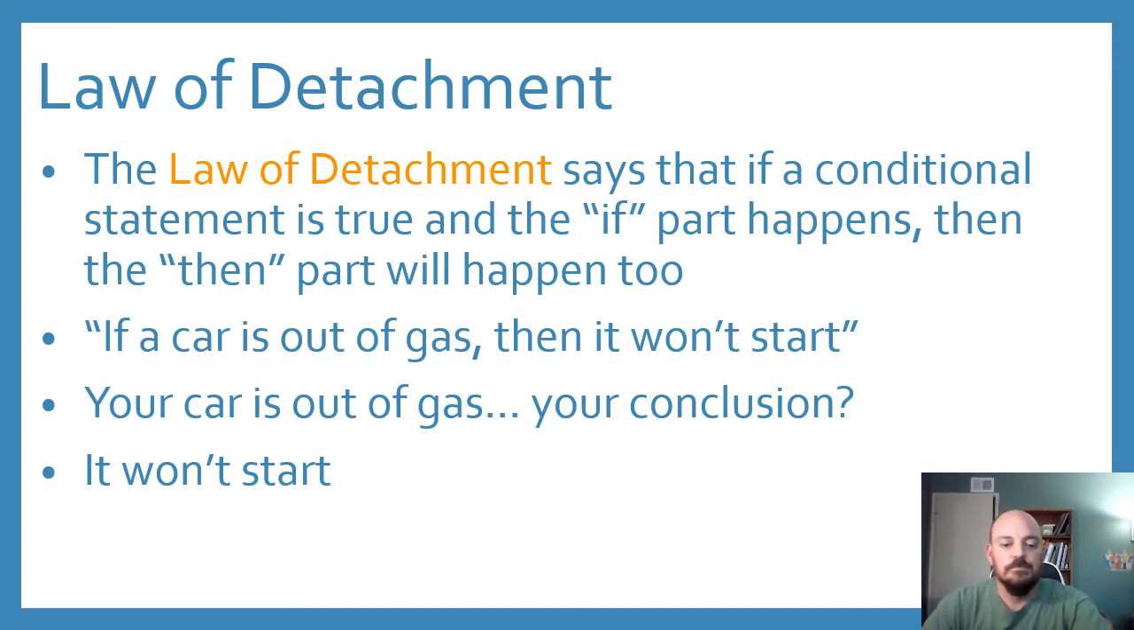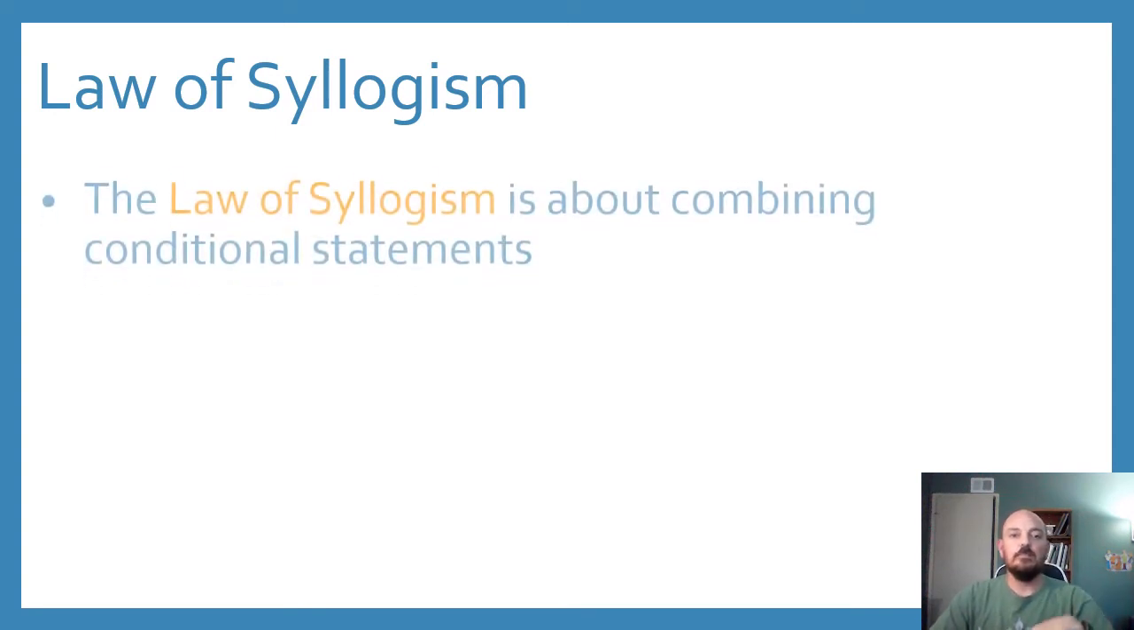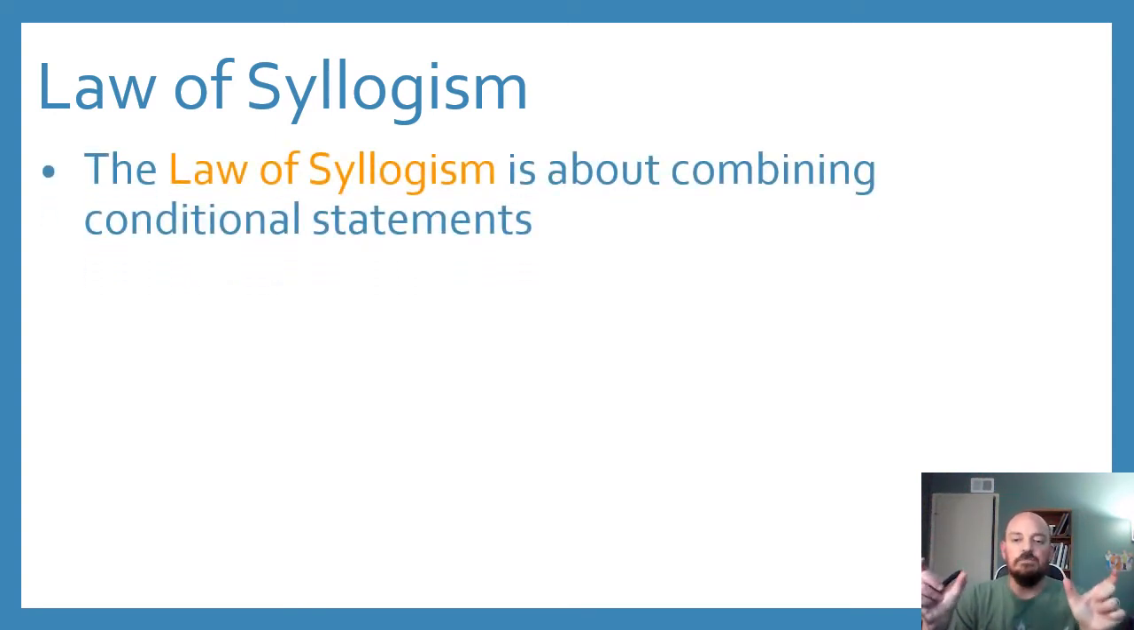Okay, our second law is probably a little bit more important. It's not quite as obvious as the first, and it's also a very important one. It's called the law of syllogism. And it's about taking two different if-then statements and linking them together.